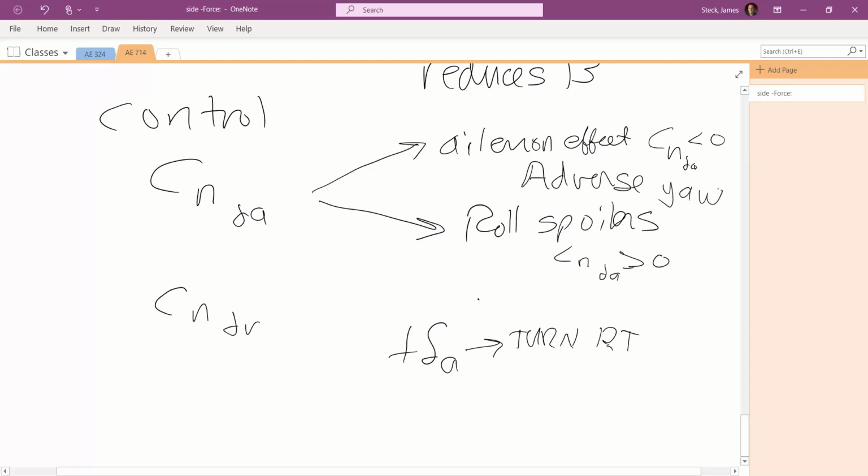yaw. Whereas with roll spoilers, you get a yaw to the right while you're banking to the right to turn to the right. So you could call this proverse. Although I didn't necessarily like that word. So I looked up antonyms to adverse, and I got advantageous. So maybe that's what we ought to use, is advantageous yaw.